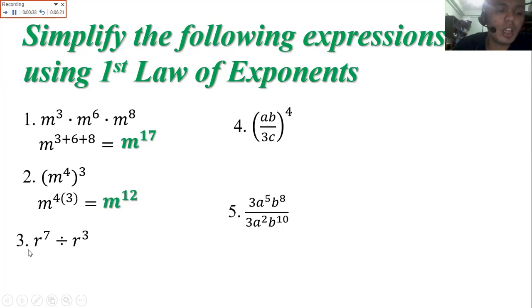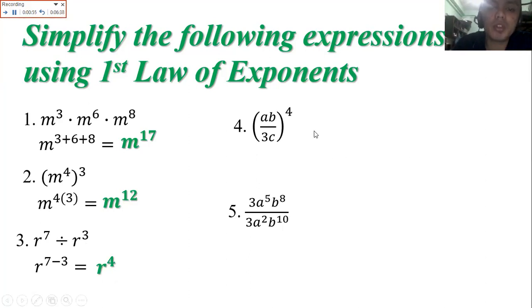Next, number 3, no? 3 raised to 7 divided by 3 cubed. Okay, division tayo pero parehas yung base. What should we do here? Copy the base, then subtract the exponents. No? You have 7 minus 3, and that is equal to 3 raised to 4.